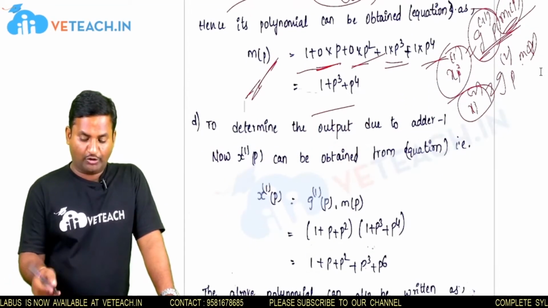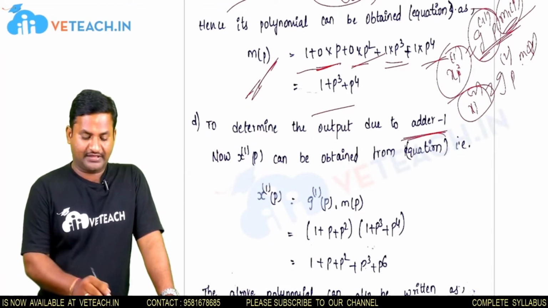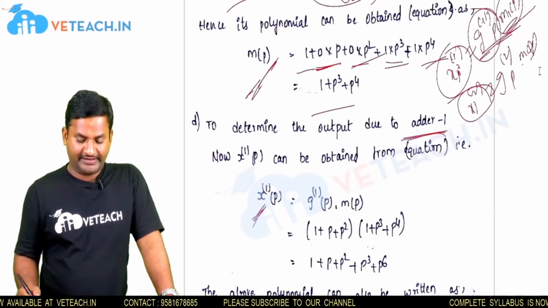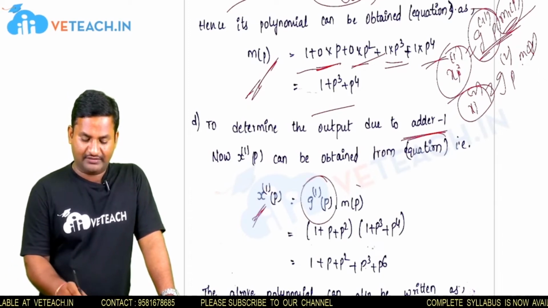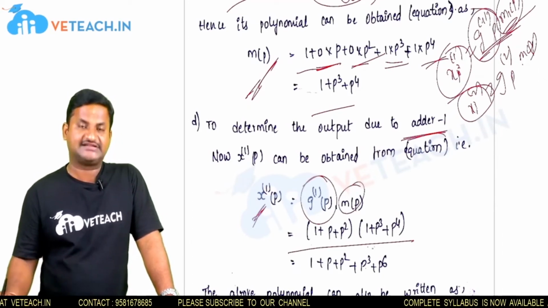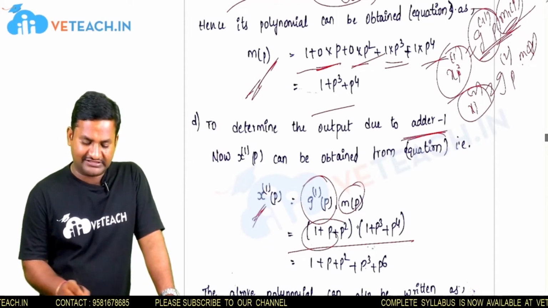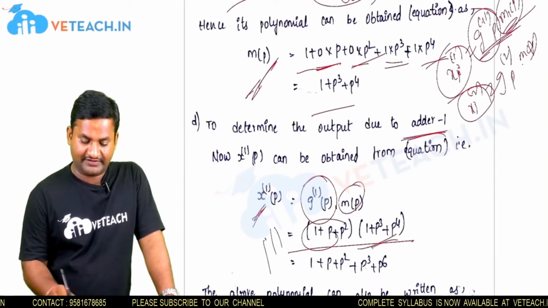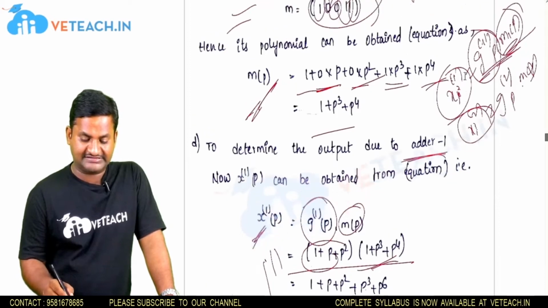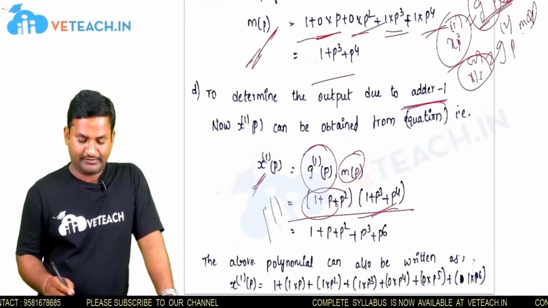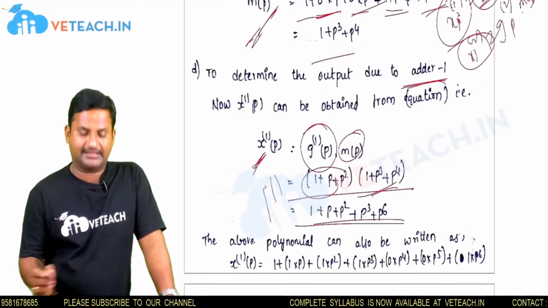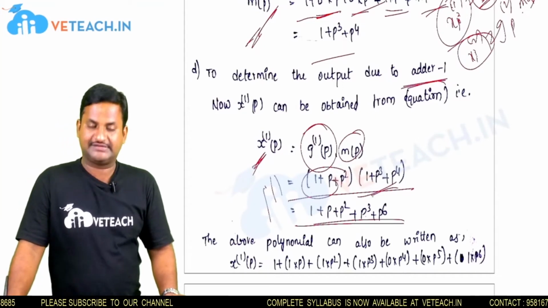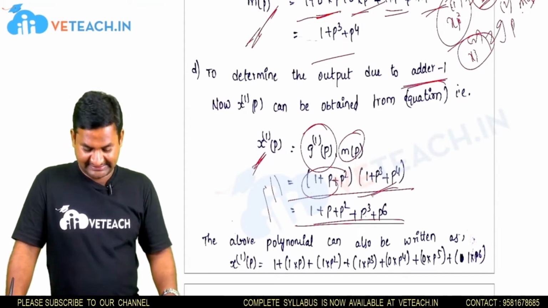Now determine the output of adder 1 and adder 2. So first one, x power 1 of p: what is g power 1 of p, what is m of p. This is the representation, so this is already done with respect to 1 1 1. This is the representation for the message taken. By multiplying those two, finally we get 1 plus p square plus p cube plus p power 6.